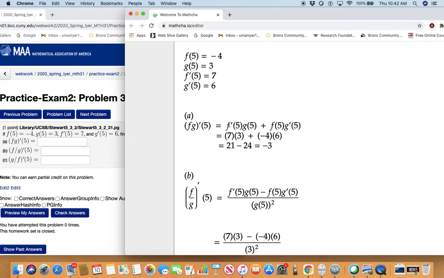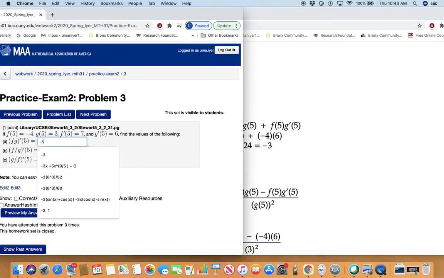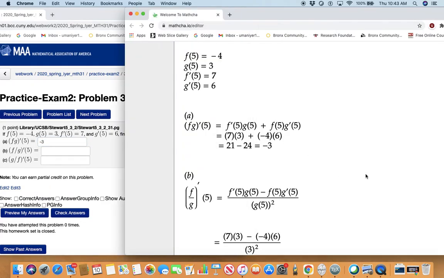So all I'm doing is f prime 5, that's a 7, g at 5, that's a 3, f at 5, that's a -4, g prime 5, that's a 6. So simplifying, I get -3. Okay, let's hope there are no mistakes.